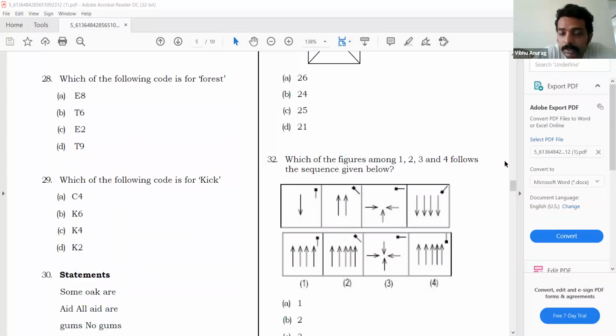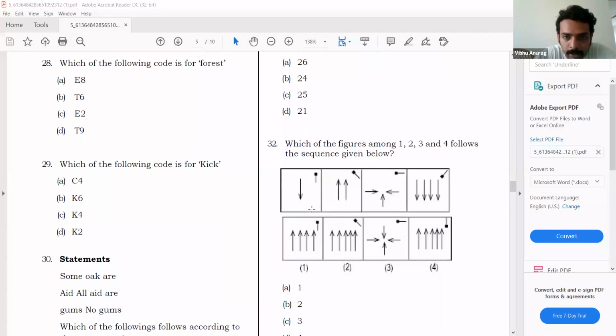Now see 32. Okay, so what do we have here? Which of the figures among 1, 2, 3, and 4 follows the sequence given below? So you have 1, 2, 3, and 4 arrows here. So the next one should have 5 arrows. It should be either the second one or the fourth one.